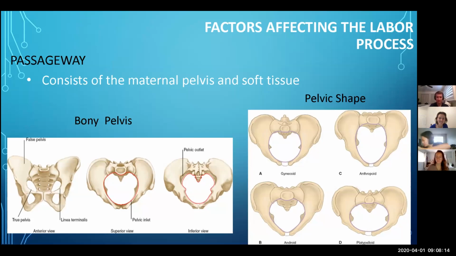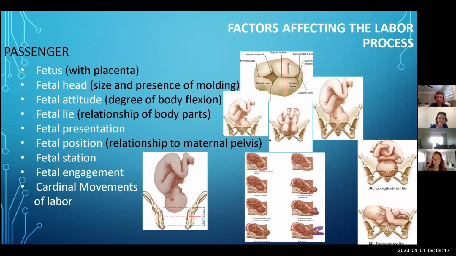So the next P that we have is our passenger. All the factors related to the passenger are important because they have an impact on the ultimate outcome of the birthing process. The passenger includes both the fetus and the placenta. So then we have the different parts of the passenger. We have the fetus, the fetal head, the fetal attitude, fetal lie, fetal presentation. These are all listed on your slide too, so please don't panic if you think I'm going too fast. We're going to go into each of these in more detail in a moment. Fetal position, fetal station, fetal engagement, and those cardinal movements of labor.